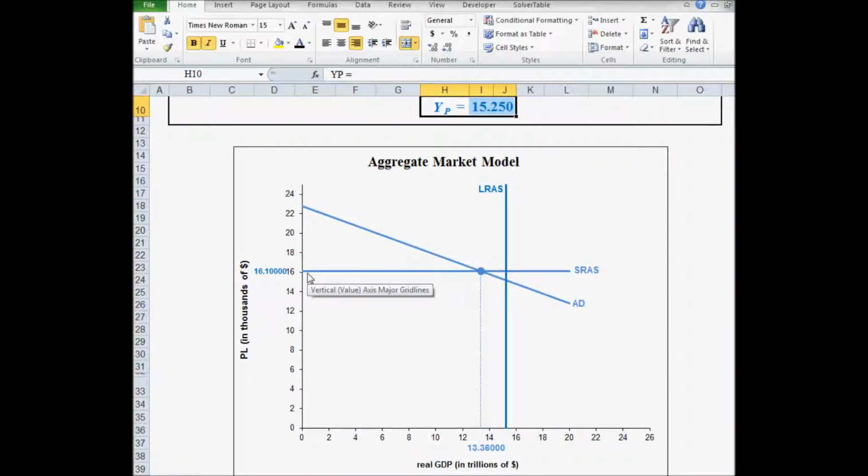Because the short run aggregate supply curve is perfectly elastic, the equilibrium price level is equal to the intercept of short run aggregate supply, which is 16.1.